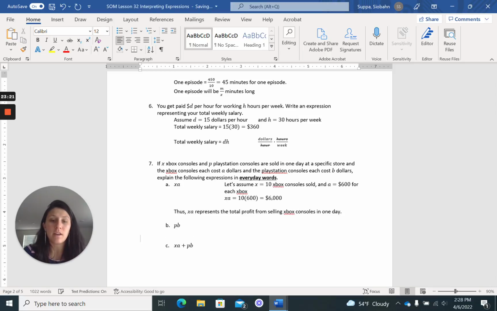So why don't you try part B and part C? Interpret these two expressions in the same context of this problem. Pause your video now.